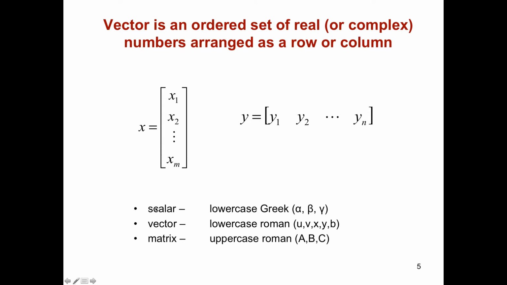So for scalars, or just numbers, which are 1, 2, 3, and so forth, we will use lowercase Greek letters, alpha, beta, gamma, and so forth. For vectors, we will use lowercase Roman letters, such as u, v, x, y, just like we have here. And for matrices, we will typically use uppercase letters, just to be able to distinguish them all.